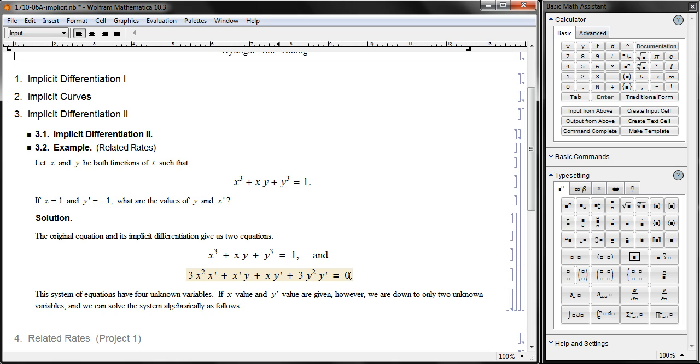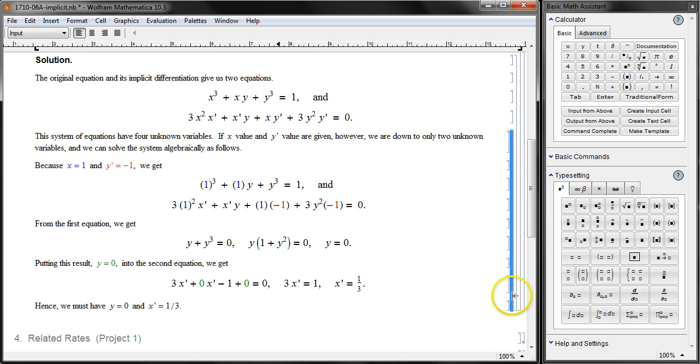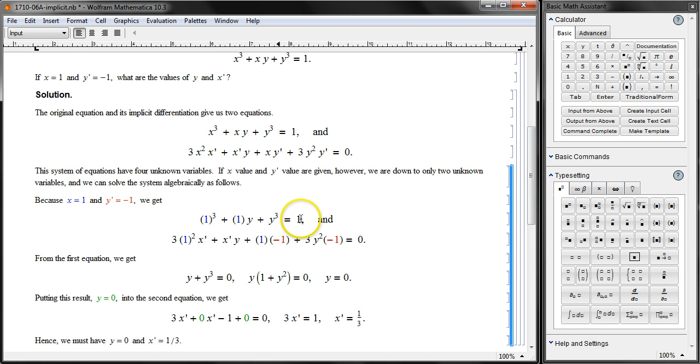Now here, let's plug in numbers. x is equal to 1 and y prime is equal to negative 1. Plug in x equals 1 there, and x equals 1 and y prime equals negative 1 there. Then you're going to get equations 1 and 2, and they're like this. First equation: plug in x equals 1. 1 cubed plus 1y plus y cubed is equal to 1.